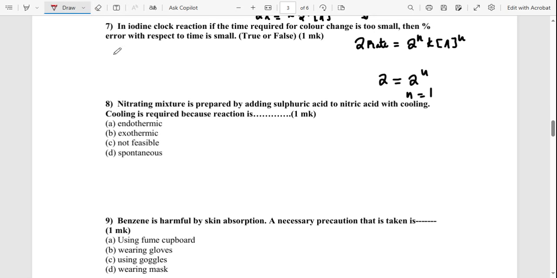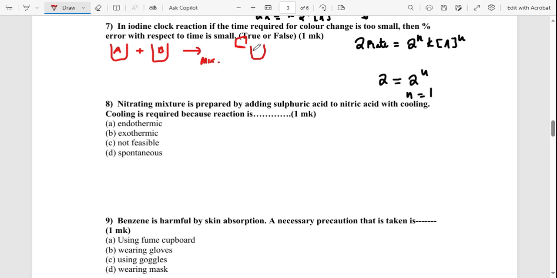All right, great. In an iodine clock reaction, if the time required for color change is too small, then percentage error with respect to time is small. True or false? Now, an iodine clock is not really like a clock. It is a reaction. What you do is that you have got two mixtures, mixture A and mixture B. You mix them by pouring one into the other.